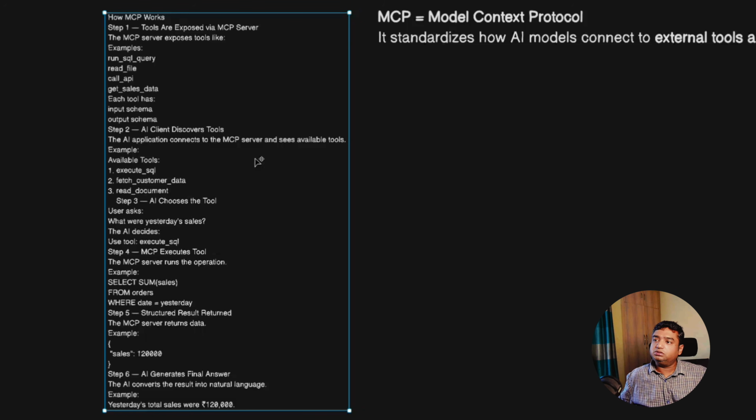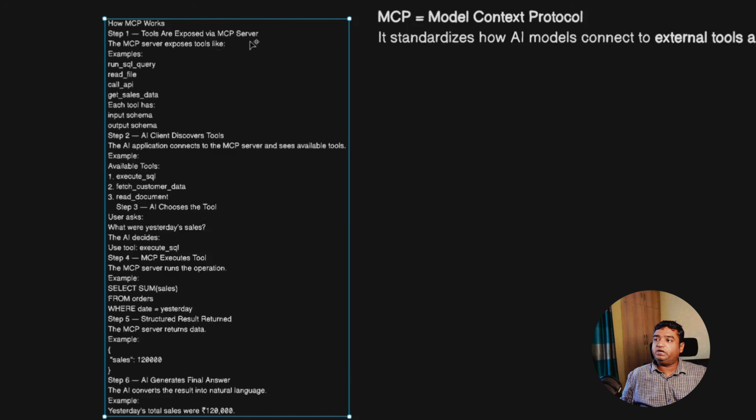Now, as discussed, how MCP works, there is a small snippet for that. There is an MCP server in which tools are exposed. Step one is that the tools are exposed via the MCP server. The MCP server exposes tools like run query, read file, call API, get sales data.